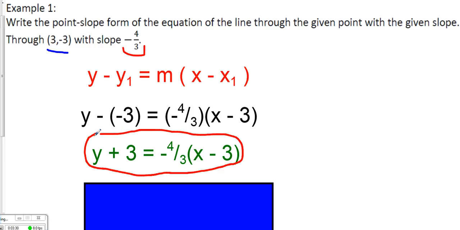When you look at this, you should be able to say, all right, here is the slope, and then we have 1 point, 3, we know it's 3 because there's a minus here, and a negative 3. We know it has to be negative because this adding is the same as saying minus negative 3. So we know it's the point 3, negative 3 with a slope of negative 4/3.